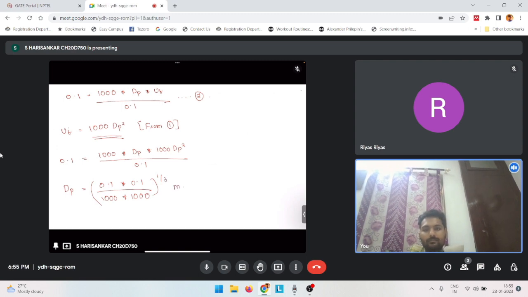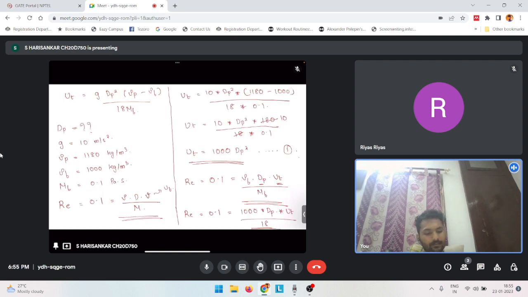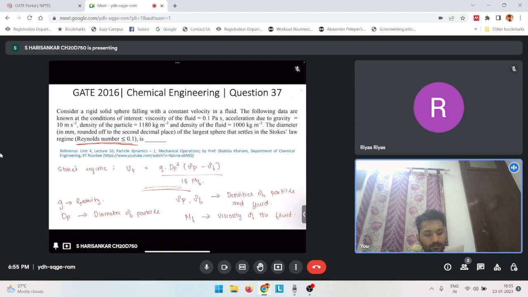And if we do this mathematics, we'll get dp as approximately 2.15 millimeter. So the right answer here in this question is 2.15 millimeters.